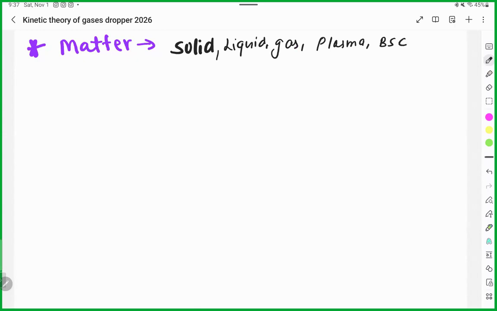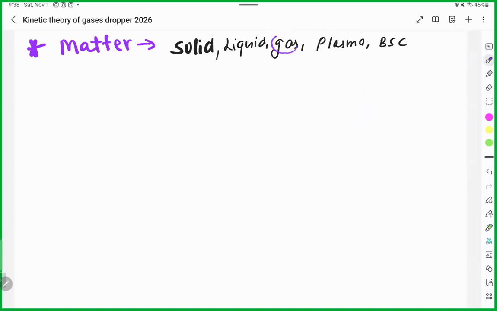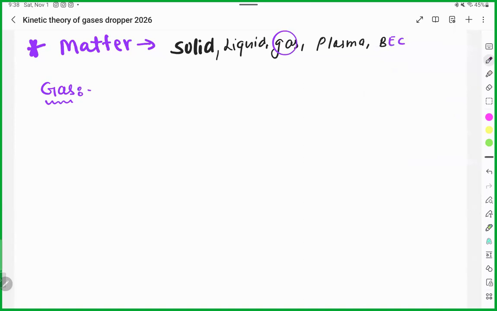Where the density of the material is very, very low. The best example is cloud. Clouds are not pure solid, not pure liquid, and not pure gas. Right? Out of these five states of matter, we have gas in our syllabus, kinetic theory of gases. Barinder, what is the basic property of gas? Just basic.